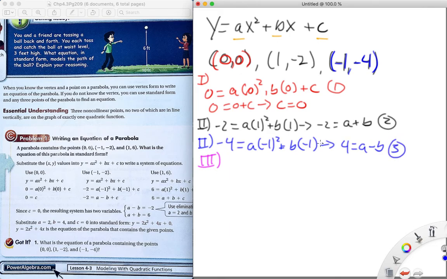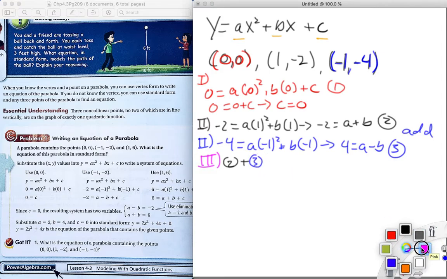If we look at equation number 3 and 2, they're almost identical. I mean, the negative 2 and the negative 4 are different. The a is the same, and the b and the negative b are different. They're opposite signs. There's a plus b and a negative b. So I can add these equations together. So I'm going to add equation 2 plus equation 3.